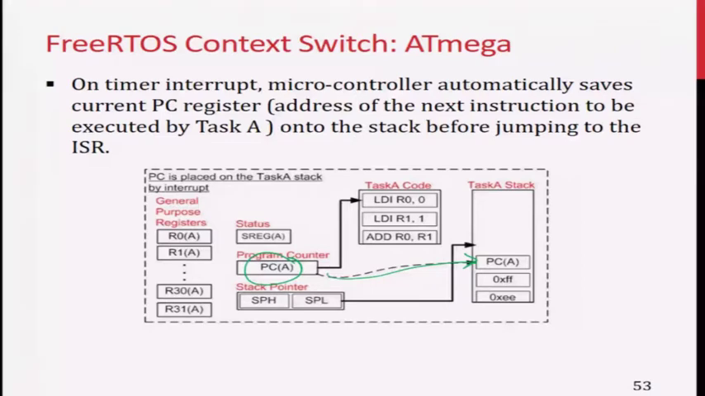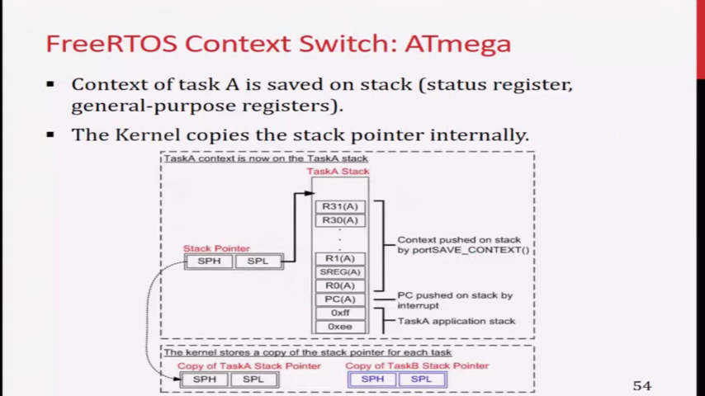Okay, so this is how I know exactly where I left off and how to resume. The program counter of task A is saved onto the stack of task A. Once that is done, all the context of task A is also saved onto the stack. When I say the context of task A, because task A is executing, all the register information, all the status registers, everything I must save onto the stack of task A.